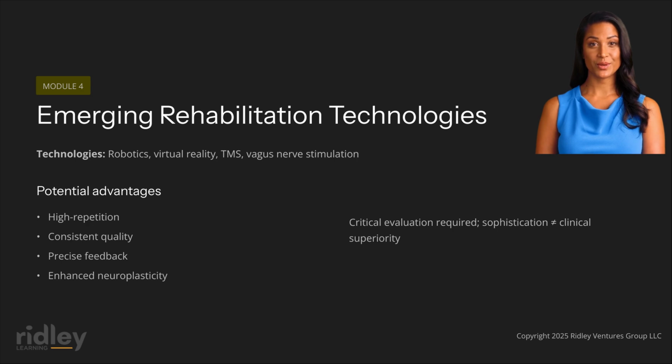Emerging technologies including robotic therapy systems, immersive virtual reality environments, and neuromodulation techniques such as transcranial magnetic stimulation and vagus nerve stimulation represent some of the most actively researched areas in contemporary stroke rehabilitation science.